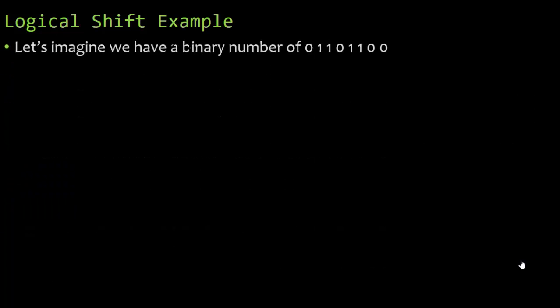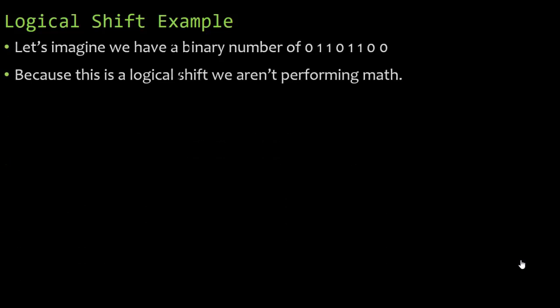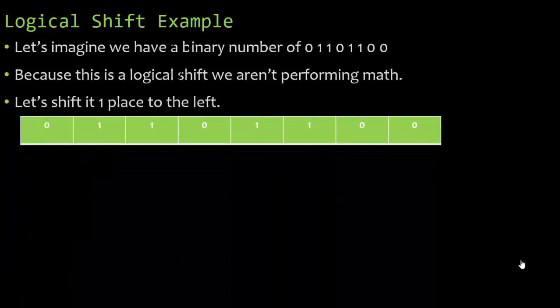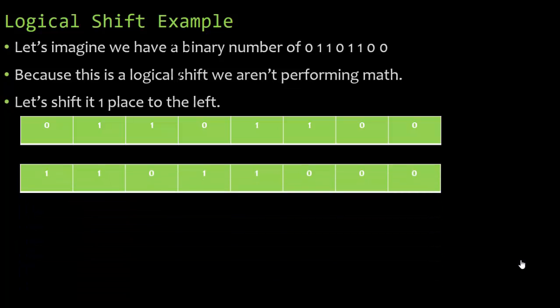and we'll look at some practice problems today to make that clear. So let's imagine we have a binary number 0110 1100. Now, because this is a logical shift, we're not performing math. So let's shift this 1 place to the left. So here's my binary number. Here's my new number. Well, how did I get this number? Well, I shifted every bit 1 place to the left.